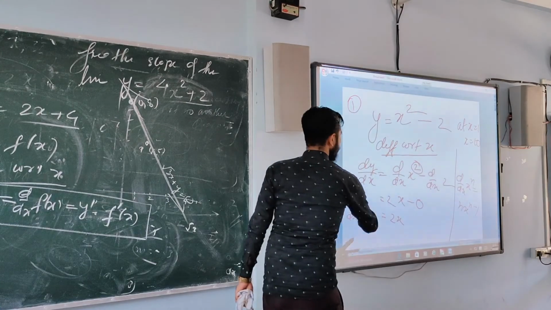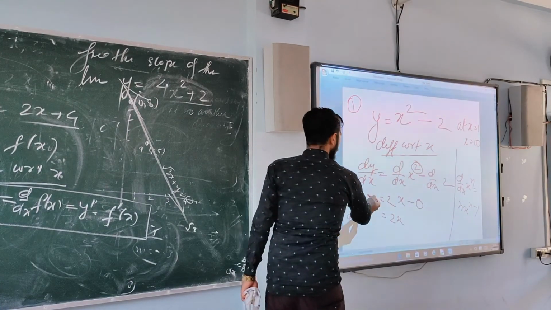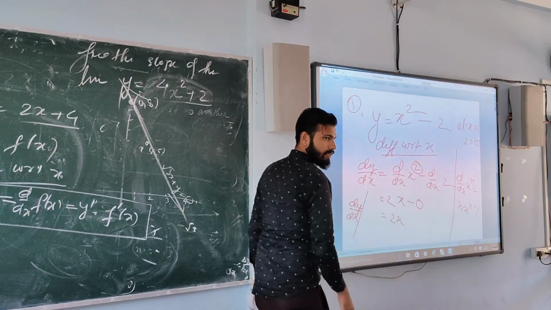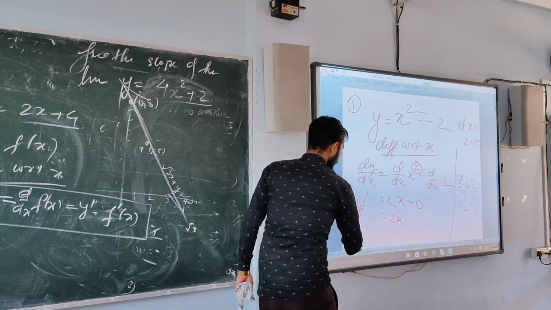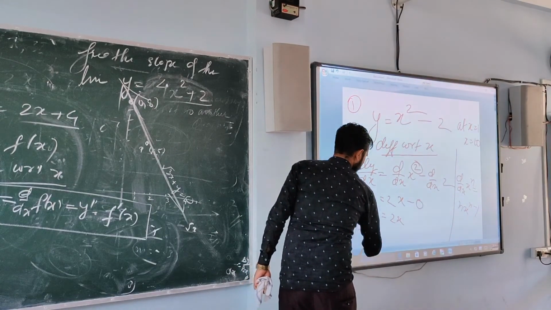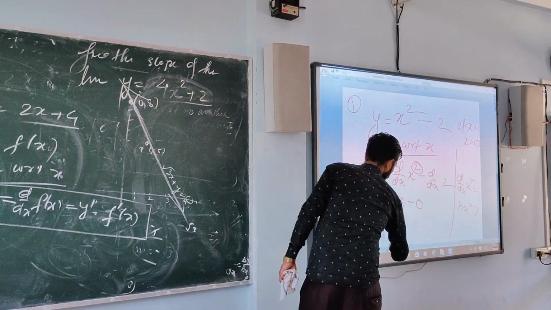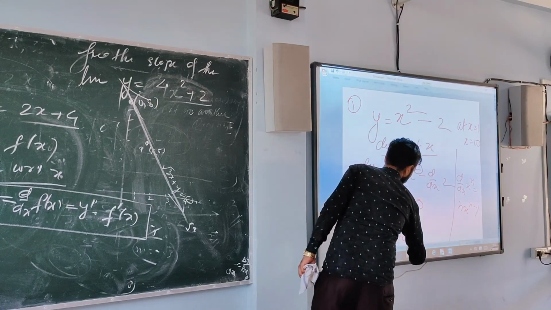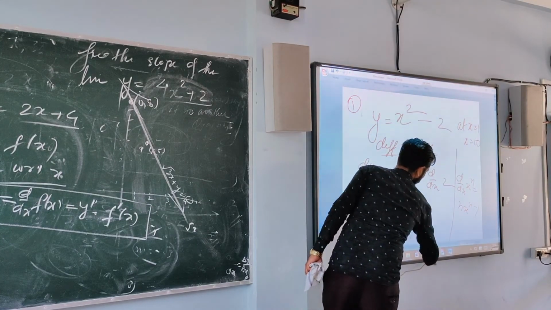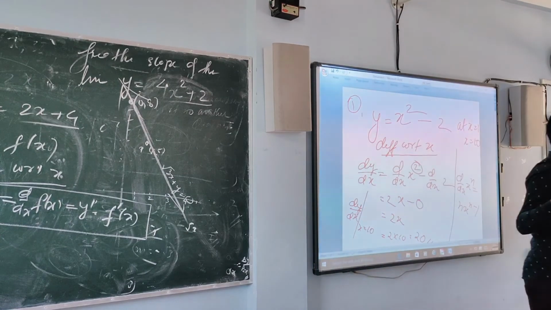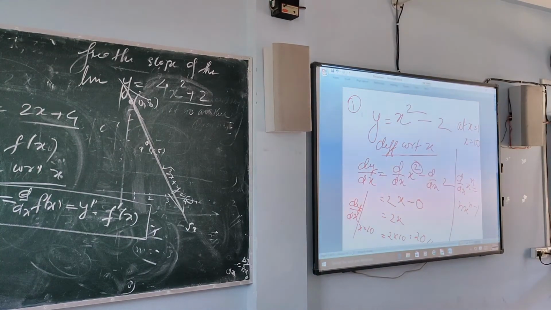But there is another thing: find it when the value of x is 10. So write dy by dx is 2x, but dy by dx when x equal to 10 is equal to 2 into 10, equal to 20. The answer is 20. Therefore the slope of this value is 20. Understood? That's clear, very easy. Just you need to have a strong command of the formula.